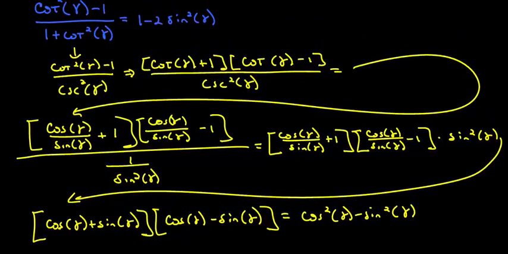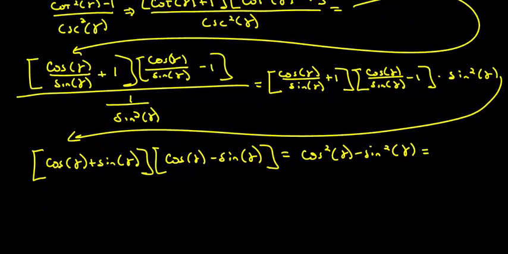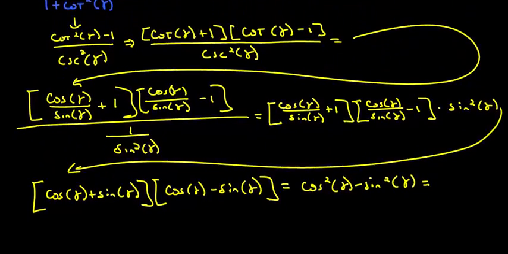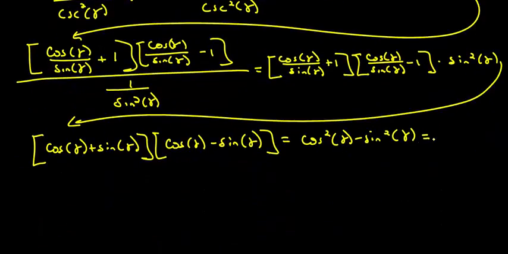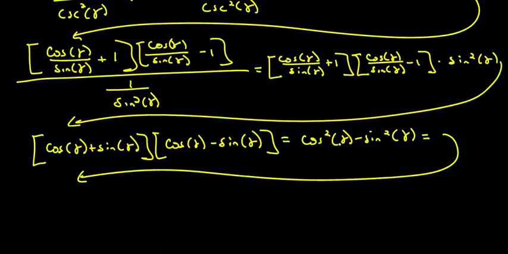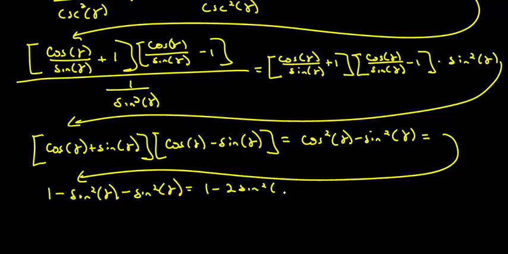How far away are we? Okay, and so this is equal to, now notice I've got only sine squared up here, so I'm going to replace cosine squared with 1 minus sine squared. Okay, and there's my proof.